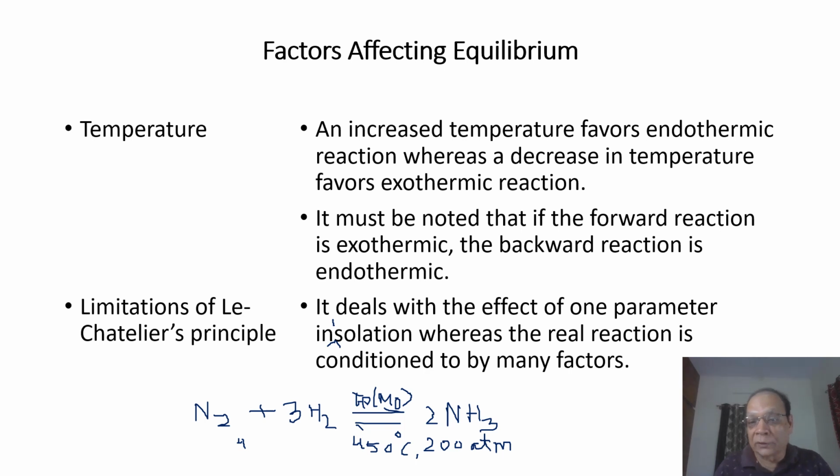So this reaction cannot be studied in isolation with any variation of any particular parameter, because the optimum yield is obtained when all these three factors are met. A temperature of 450 is necessary, even though the reaction is exothermic, to make nitrogen, which is very unreactive, react with hydrogen.